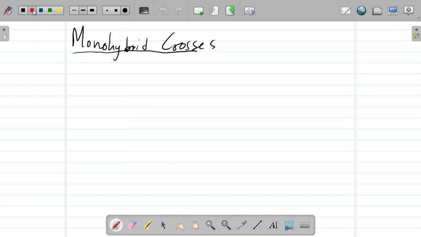Monohybrid crosses. These are SASA marks. Basically, what do I mean by SASA marks? You should be getting all the marks in your paper for these monohybrid crosses. So, what are monohybrid crosses? Basically, mono meaning one.